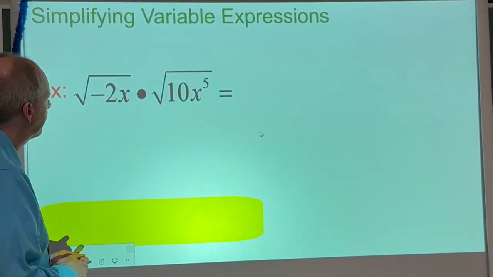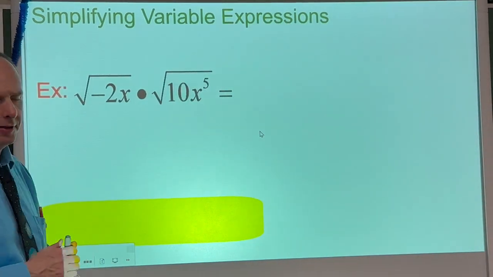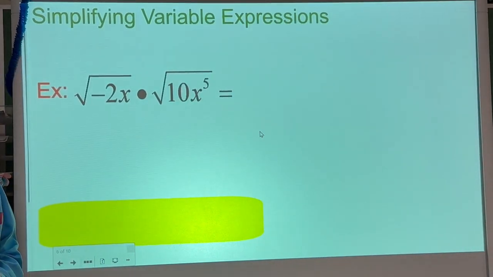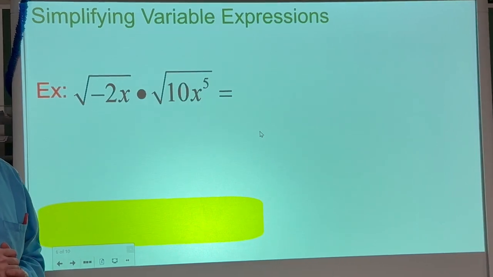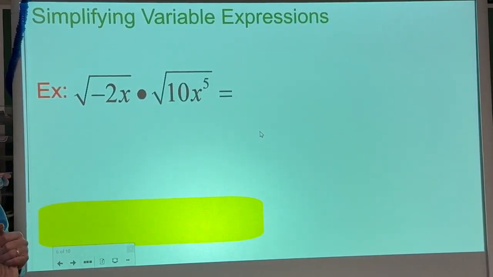I think about square root of negative 2x. There are no perfect squares in there. I think about square root of 10x to the 5th. Not really any perfect squares in there. Perfect squares would be things like 4, 9, 16, 25, 36, right? Perfect squares. The ones in your multiplication chart that are in the diagonal. 2 times 2, 3 times 3, 4 times 4, 5 times 5, and so on.